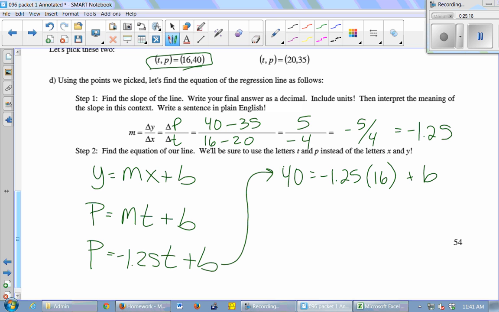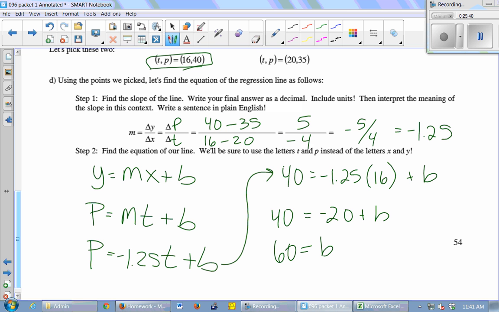Negative 1 1/4 times 16 would be negative 20, I think. Add 20 to both sides, and you get b is 60. Am I done? No. I have one last thing to do.